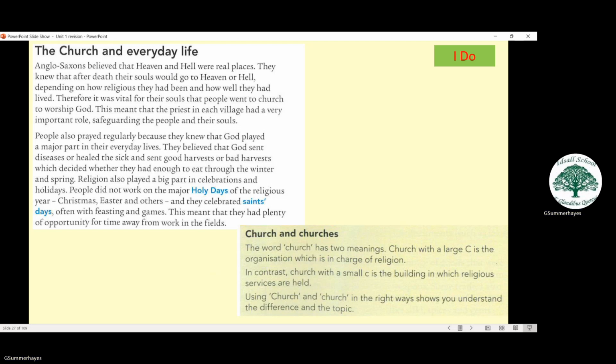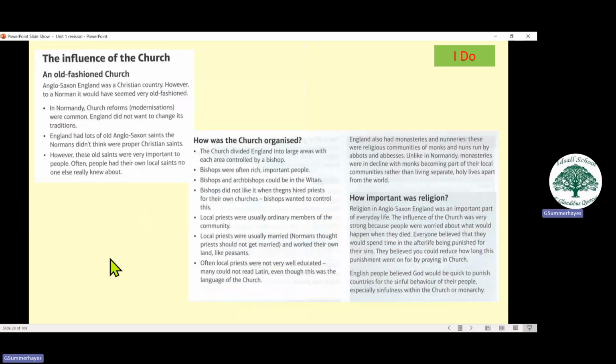So anything else there? Not really. It's all pretty much the same. Bit of information that local groups were not particularly well educated and could not read the language used by the church, and they did get married at this point. Okay.